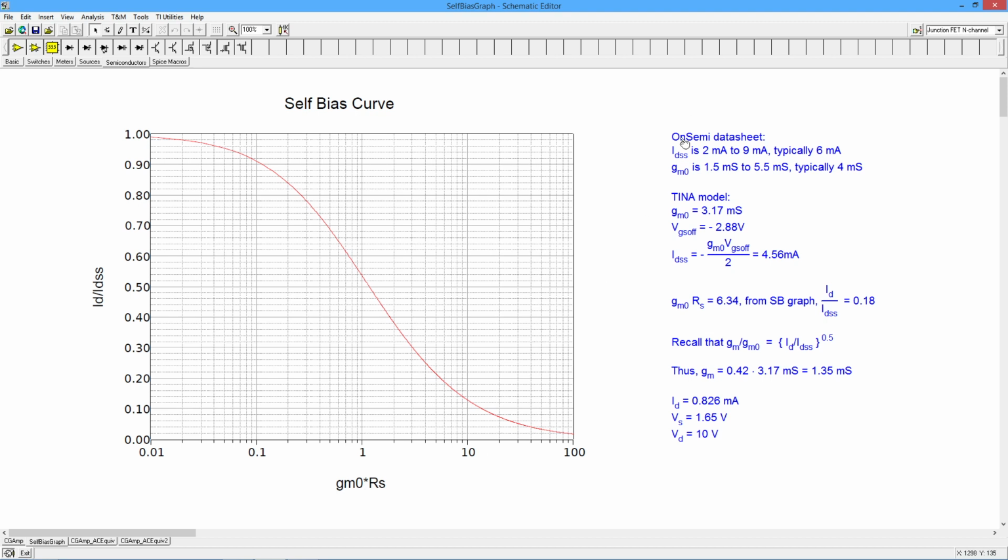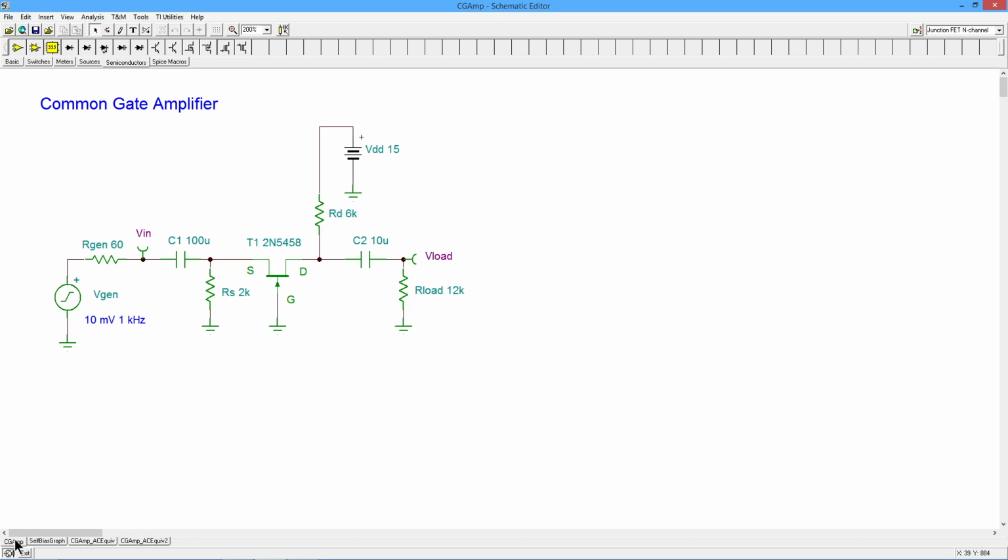Now I could go to the manufacturer, in this case ON Semi, and look up some things. They tell me that the IDSS is between 2 and 9 milliamps, typically 6. They tell me that the GM0, the maximum GM at VGS equals 0, ranges from 1.5 to 5.5 millisiemens, typically 4 millisiemens. That's a little bit of a range, and certainly the typical values will give us a starting point. It'll put us in the ballpark.